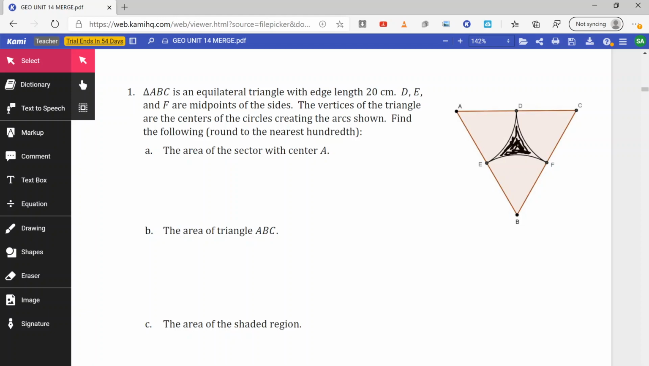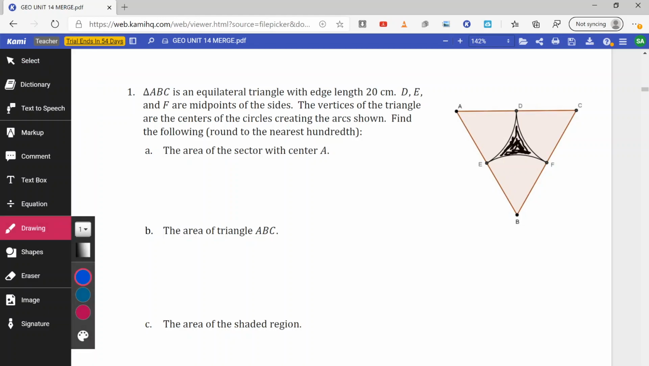We need to find the area of the sector with center A. So what we have to do is use the information we're given. We are told we have an equilateral triangle with side lengths of 20, and D, E, and F are the midpoints. So A to C is 20. So if D is the middle, that means A to D is going to be 10. D to C is going to be 10. So there's my length of 20. A to D is 10. D to C is 10. There's my 20 from A to C.